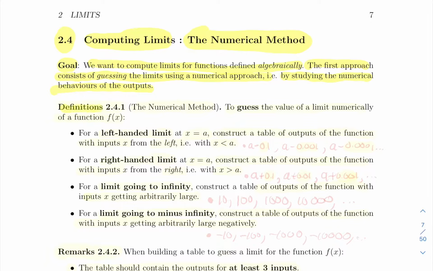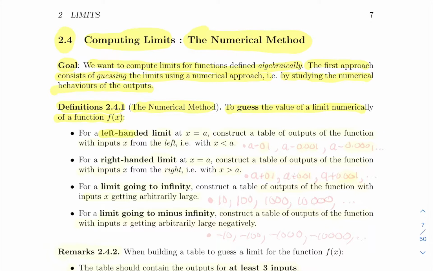So the definition here of the numerical method, in order to guess the value of a limit numerically: we have, at the end of the day, 4 types of limits. 5 if you count the two-sided limit, but of course if you have to guess a two-sided limit, what you do is you guess the left, you guess the right, and then you compare. So there's really nothing to do to some extent.